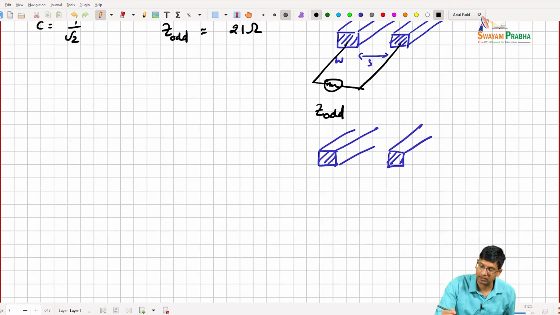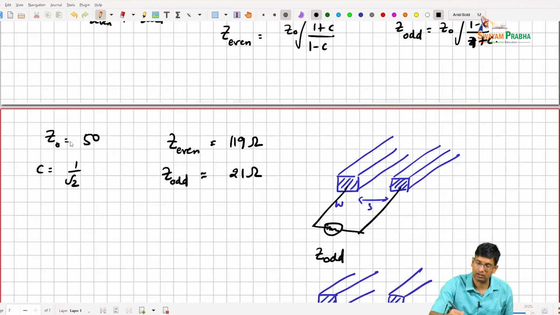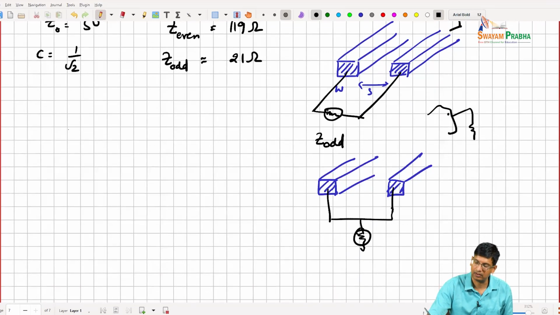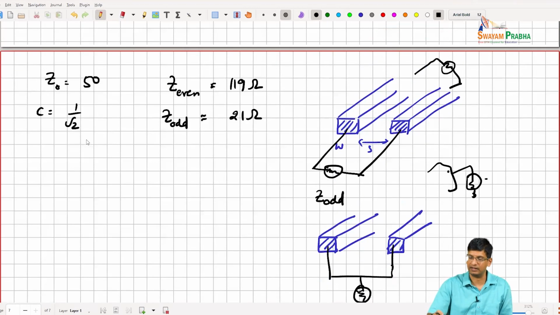By using an even mode excitation, where I connect both of these, and I'm doing this to the other side as well. So in both the odd and even case I'm exciting like that, and on the other side I'm taking them together. I'm basically doing two-port simulations, effectively driving this in odd and even mode and finding what Z even and Z odd is, right?